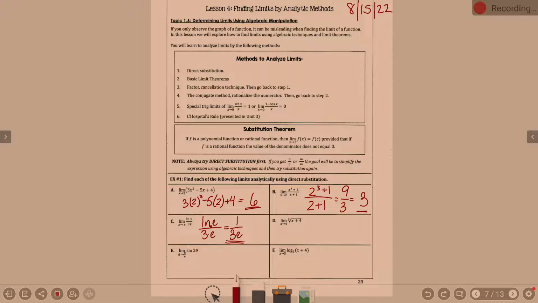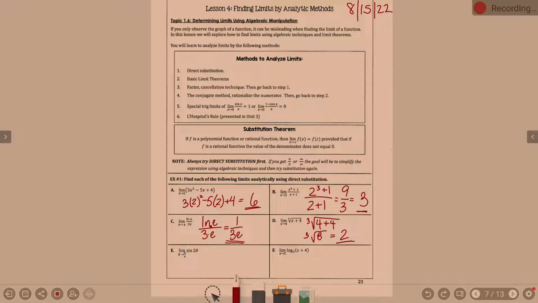Okay, what about D? 2. What'd you say? 2? I think I could go with that. Cube root of 4 plus 4 is going to be cube root of 8. And cube root of 8 is going to be 2.